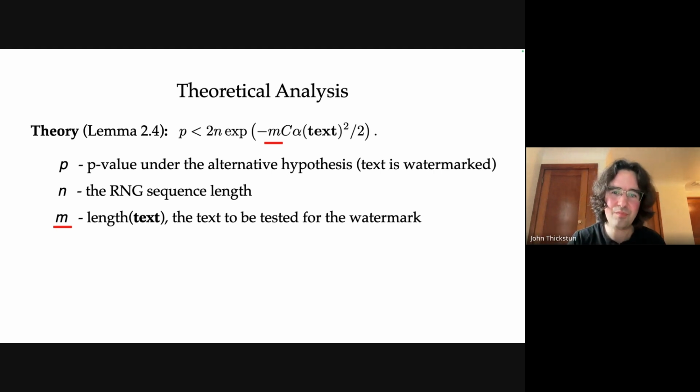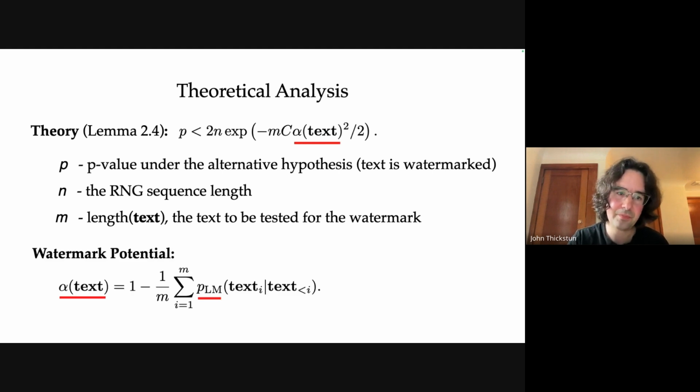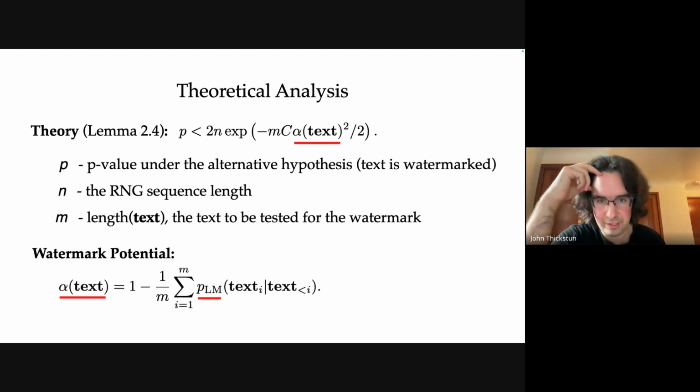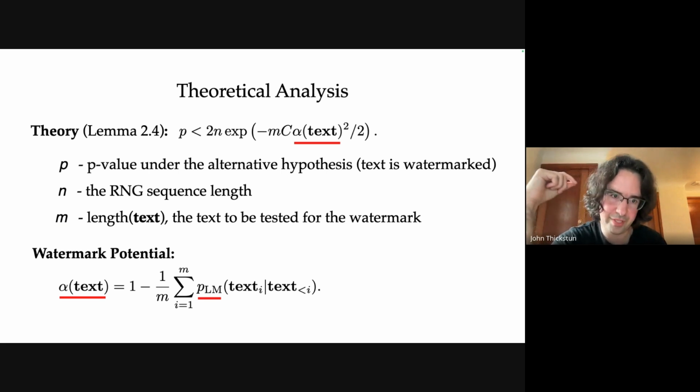The only way that these analyses depend on the underlying language model is in this term alpha. Alpha of text is what we call the watermark potential of the text. This is 1 minus the sum of the probabilities of the next word given the history under the language model.